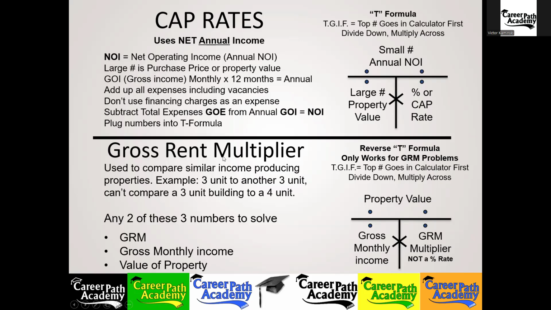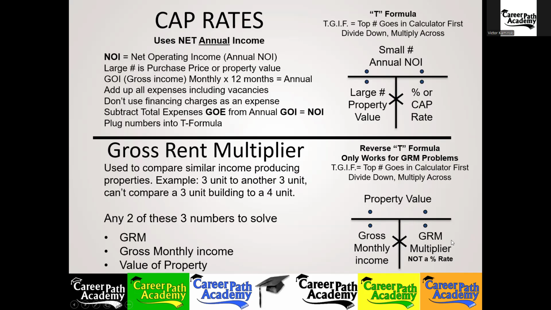Now, the gross rent multiplier also uses a type of T formula. I call it the reverse T formula, because instead of the large number going on the bottom, that property value, it goes up top, the reverse of what is normal. And the small number goes on the bottom. And in this case, the small number is not the net annual income, but the gross monthly income. And then you have the multiplier, which is not a percent.